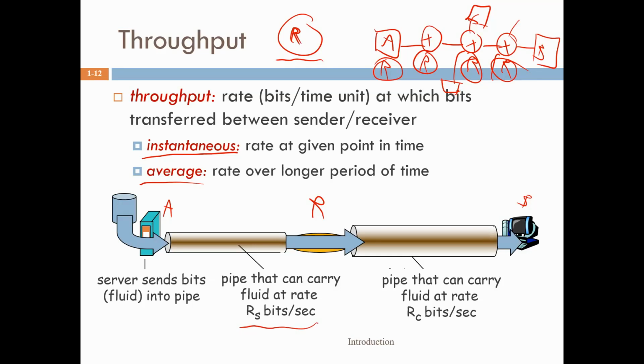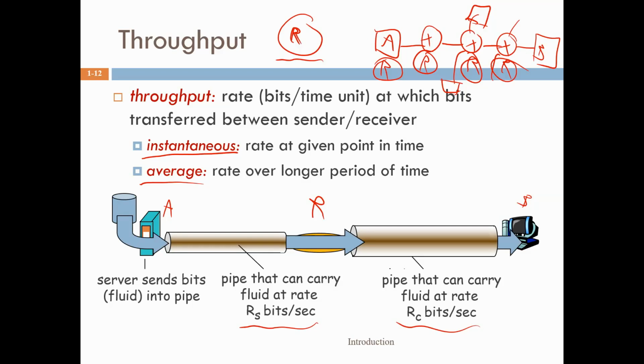And so it can only carry fluids at a rate of RS bits per second. The pipe between R and B is a bigger pipe, it has a bigger radius. That means it can actually carry water at a larger rate, or carry fluids at a larger rate of RC bits per second. What is the throughput between A and B?